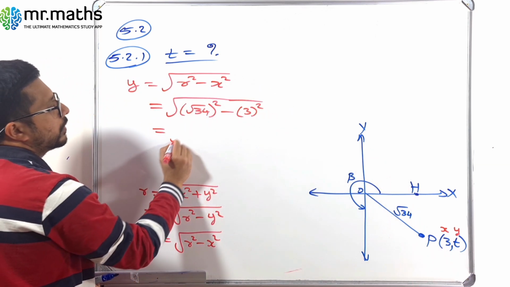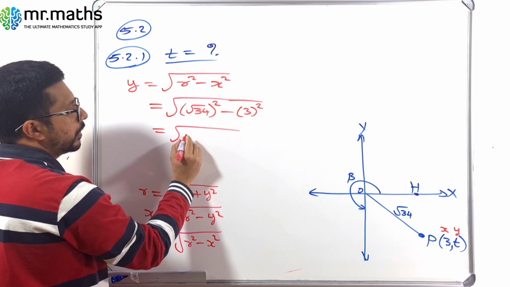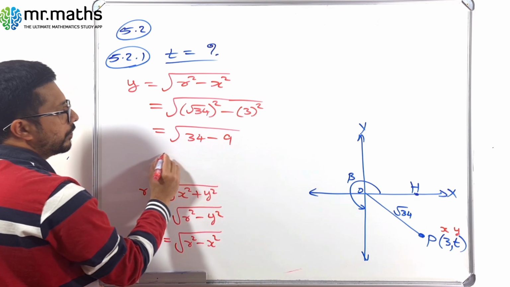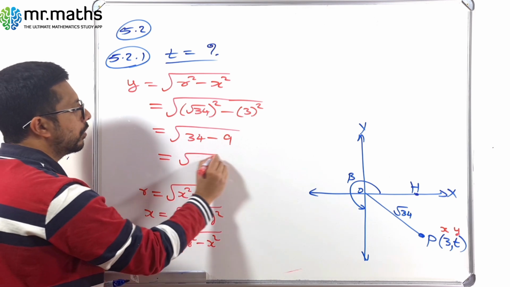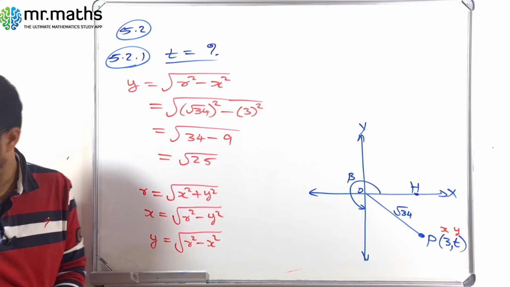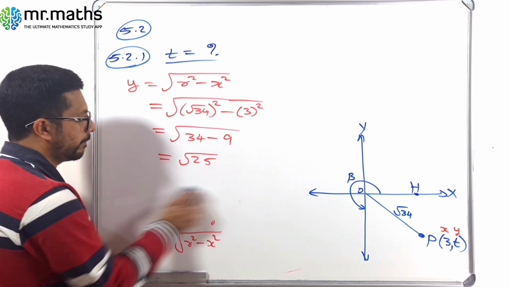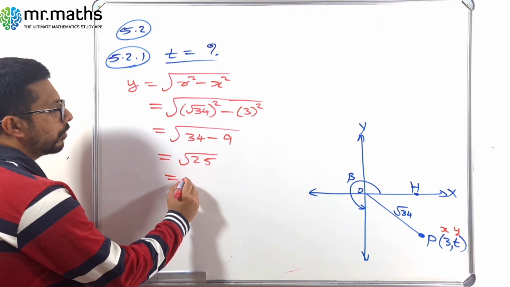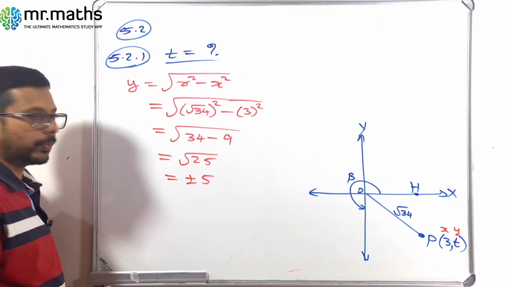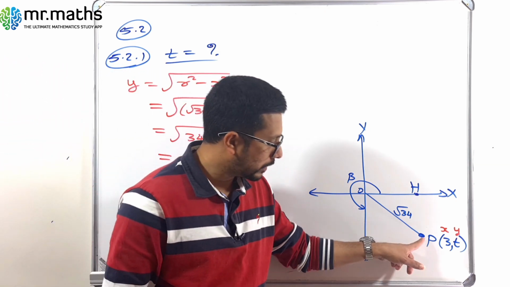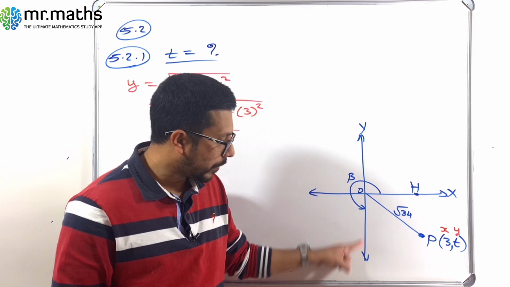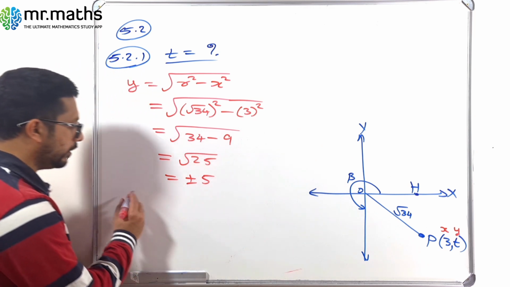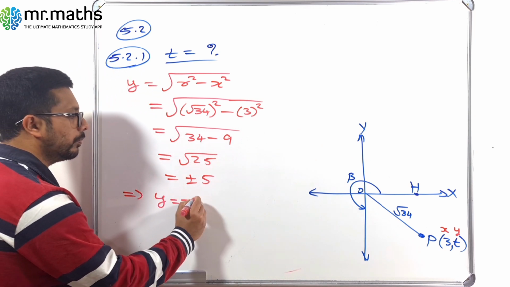So what is this one? Root 34 square is 34, minus 3 square is 9. So what is 34 minus 9? Root of 25. Okay, so what is root of 25? Root of 25 is 5, or plus or minus 5. But here on this side, on the third quadrant, what is the y value, positive or negative? Of course it is negative, am I right? So it implies that y is equal to minus 5.